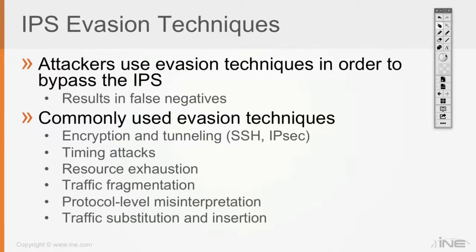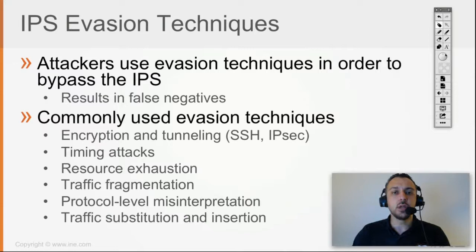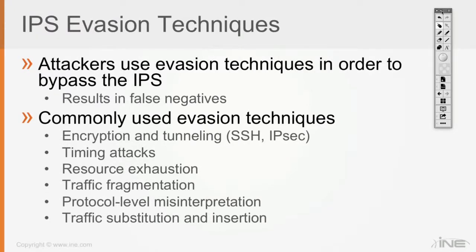Traffic fragmentation, which means that the attacker is going to send the attack fragmented. Protocol level misinterpretation or traffic substitution and insertion, both of them mean that the attacker is going to send malicious traffic, but at the application layer, at the payload layer, format that data in a non-standard format to try and fool the IPS. You can read more about it in the URL I'm going to show you in a couple of minutes. But of course, Cisco has a fix, let's say, a tool to bypass all of those known evasion techniques.